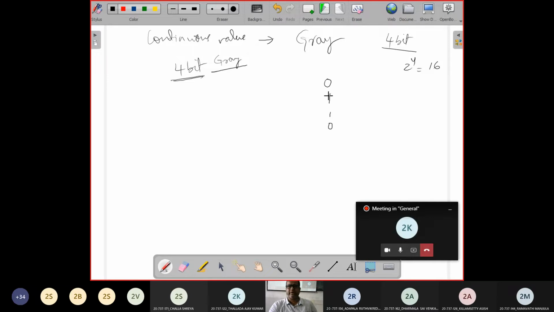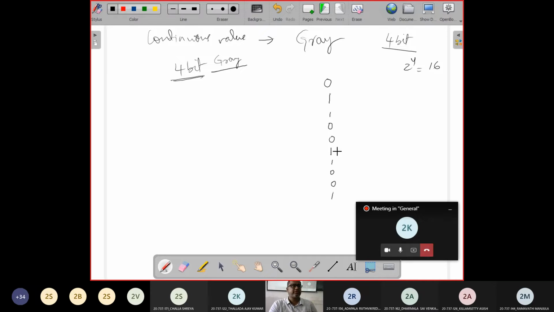You start with 0 followed by 1. Take the mirror image of that. So you'll get 1, 0. Take the mirror image of that. What will be that? 0, 1. Take the mirror image of that. What will be that? 1, 0 once again. Take the mirror image of this. It will be once again 0, 1.